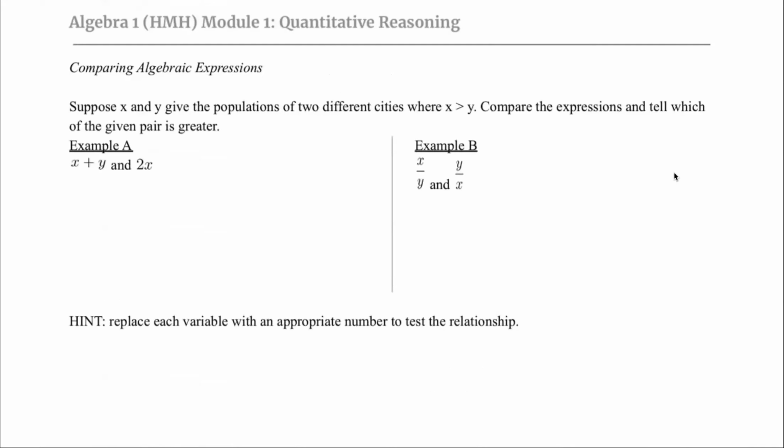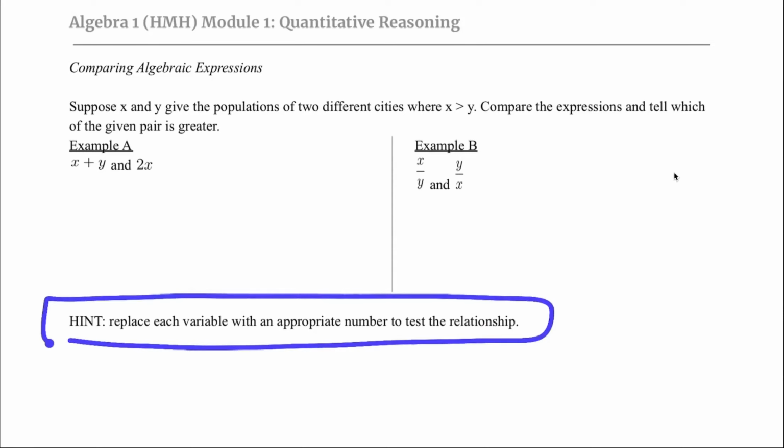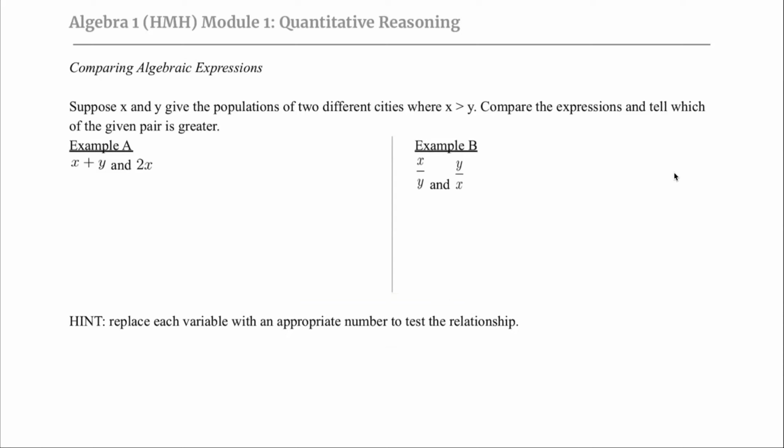You know what? This is a wee bit little tricky. But I would like us to try to do this. But to make sure that we're going the right direction, here's a hint. Why don't you just plug in some numbers to see if it works? That's always a great idea. All right, let's read the question, shall we? Suppose X and Y give the population of two different cities, where X is larger than Y.